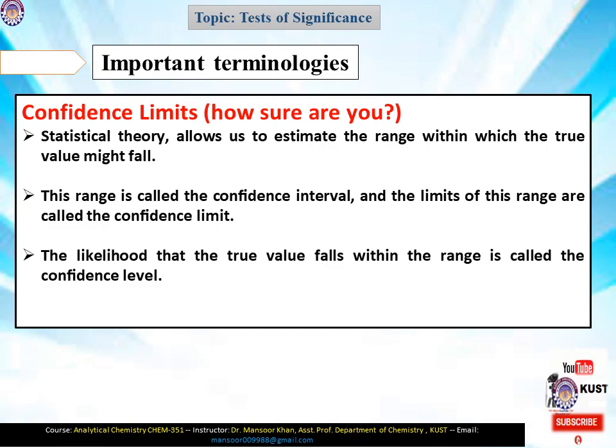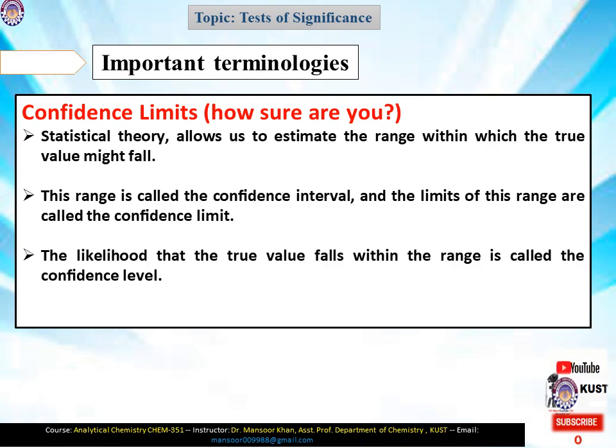value is present. This range is called the confidence interval, and the limits of this range are called confidence limits. One is the upper limit and the other one is the lower limit. So the true value is basically present between the upper and lower limit. This is the likelihood that the true value falls within the range, which is called the confidence level. So how confident you are: 90% confident, 95% confident, and 99% confident.